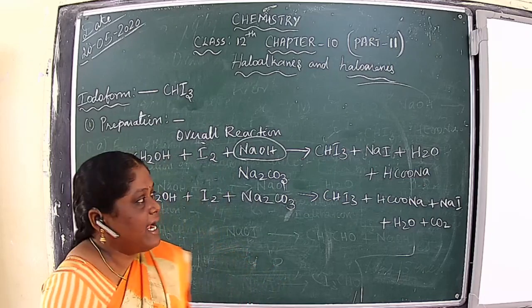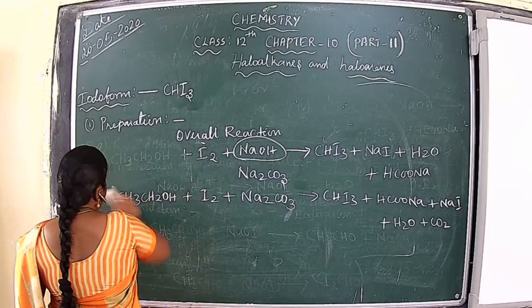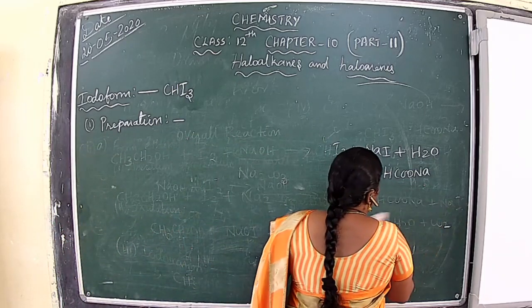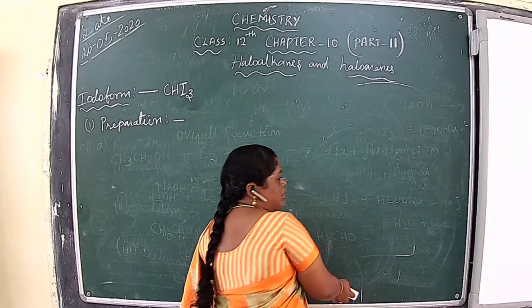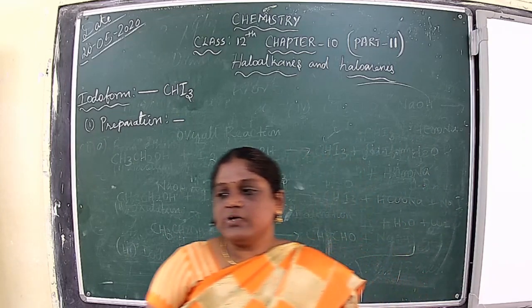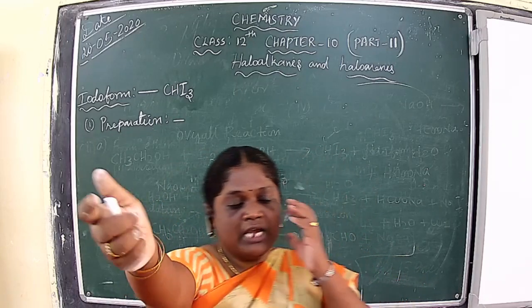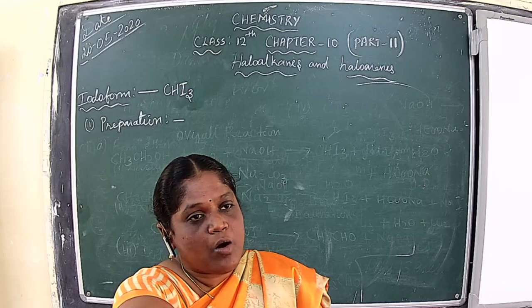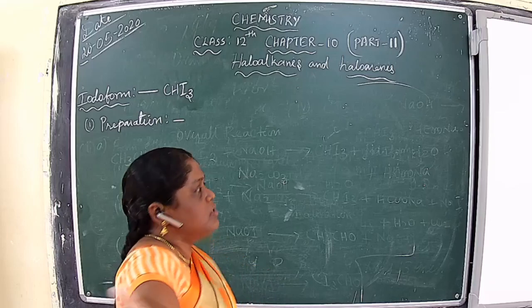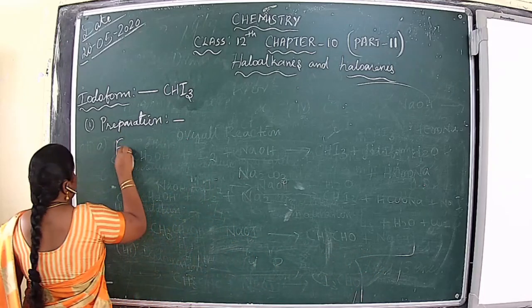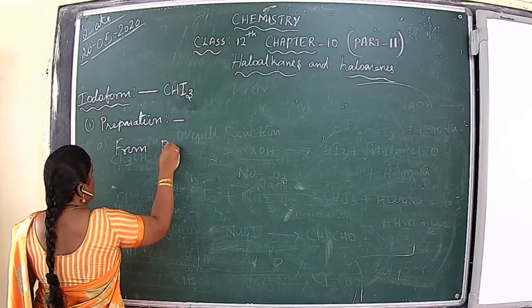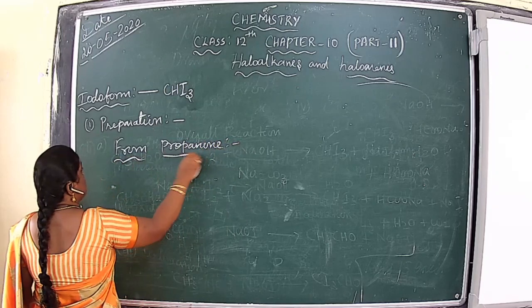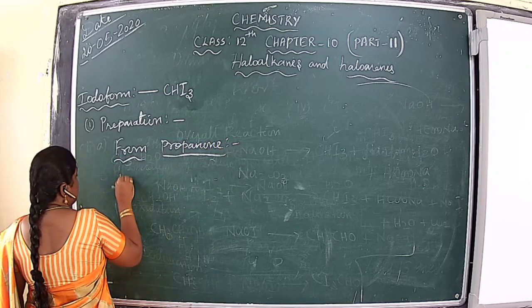Understood, first method. The second method is propanone, or otherwise a secondary alcohol. Propanone means acetone. A secondary alcohol can be oxidized to give acetone. So from acetone or propanone, the first step is the same as before.